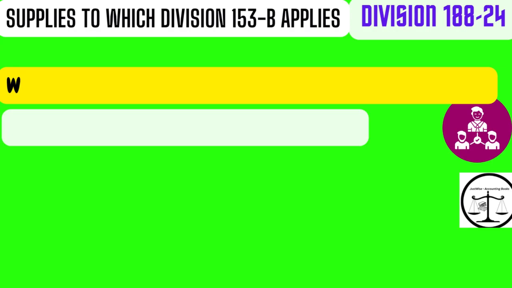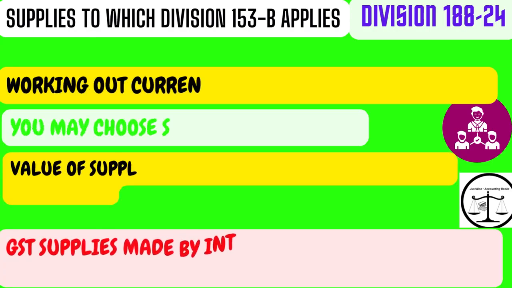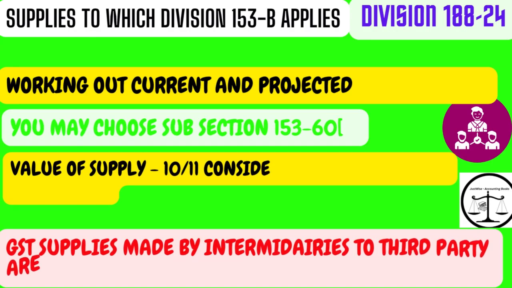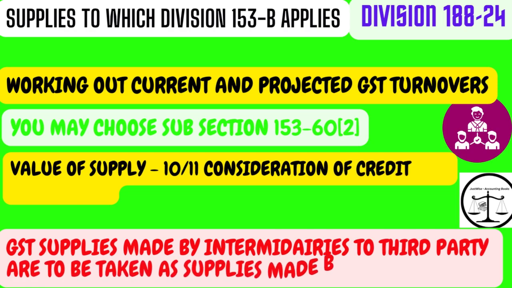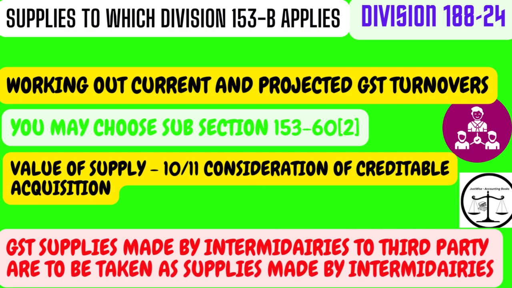Friends, in working out current and projected GST turnovers, you may choose subsection 153-60(2) to apply to taxable supplies you make as an intermediary. That is, value of supply minus 10/11 of the consideration of the creditable acquisition. Friends, subsection 153-60(2) states that the intermediary is to be taken to make supplies, that is, taxable supply, to the principal.